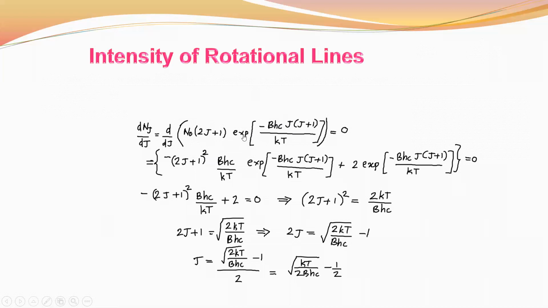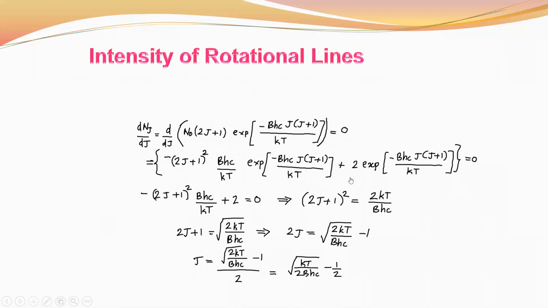Then exponent of this one into what quantity? Minus Bhc divided by kT into this quantity. Look at this one. J is a variable, so we multiply this quantity, J square plus J. What is the differential of J square plus J? It must be equal to 2J plus 1. Then I write 2J plus 1 whole square here.